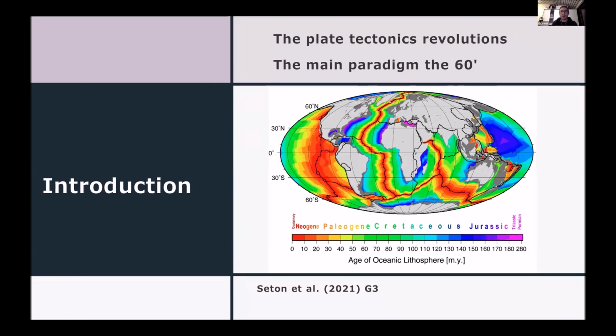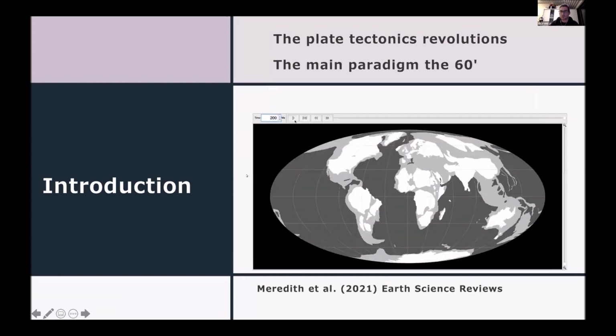So we have the spreading rate, the different ages on each side of the ocean ridge, the magnetic stripes as well. In this recent paper by Seton et al. 2021, you see the reconstruction of the age of the seafloor, and we see the oceanic spreading ridge here, and this has been explained by plate tectonics. Plate tectonics is very important because it can explain a lot of different processes. Using plate tectonics, we have been able to reconstruct Earth's history, what happened in the past.